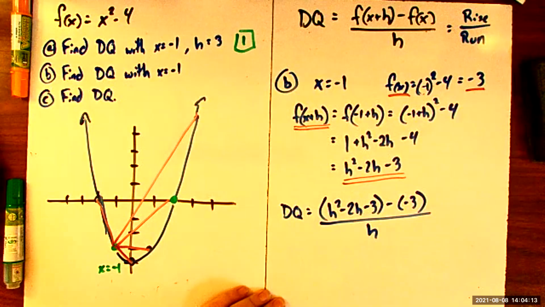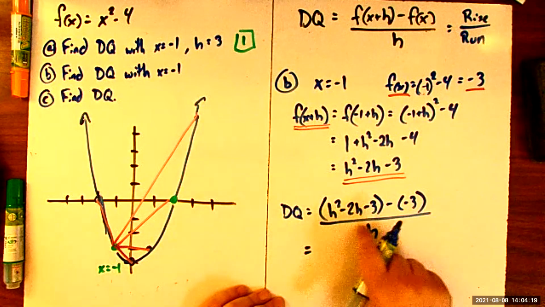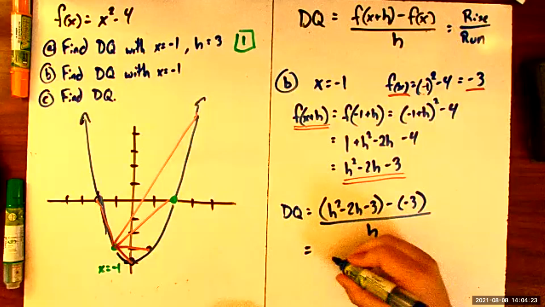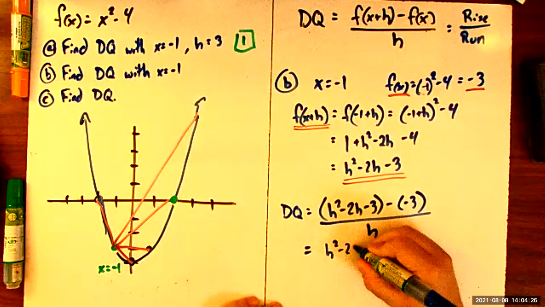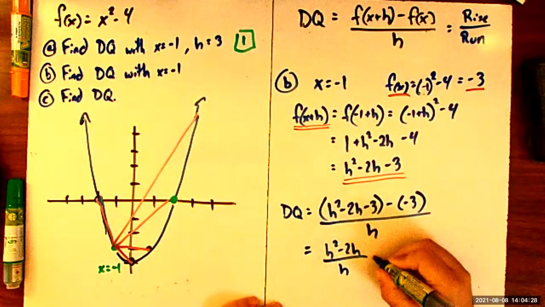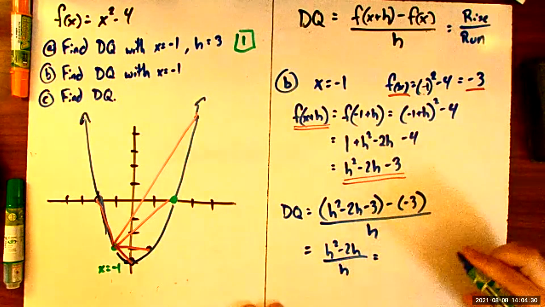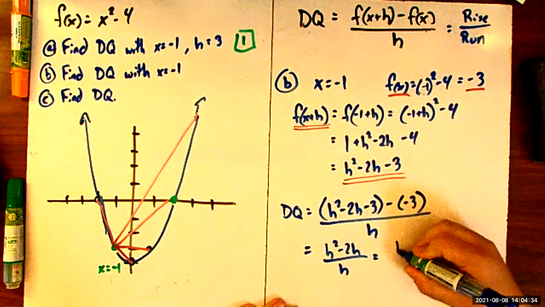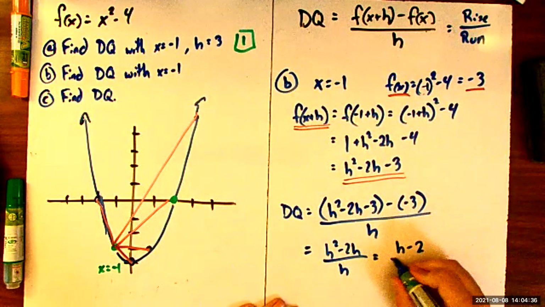Now we want to simplify it. When we simplify this thing, h squared minus 2h minus 3 minus a negative 3, the 3's are going to cancel out, leaving h squared minus 2h over h, which then we can cancel the h's out by factoring and canceling, which gives an h minus 2.